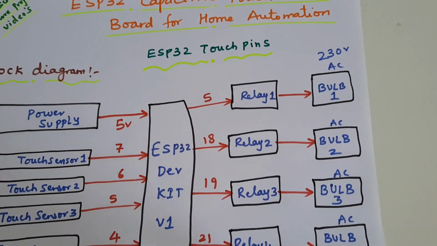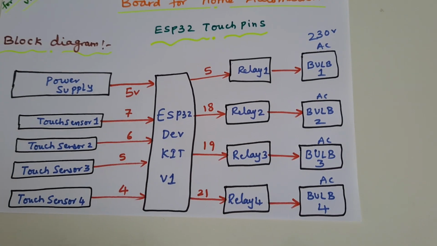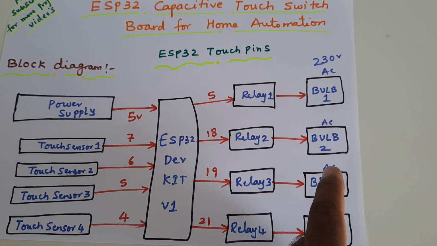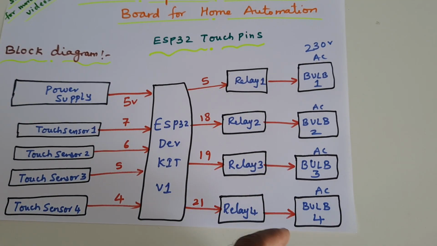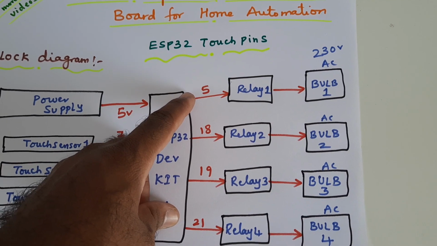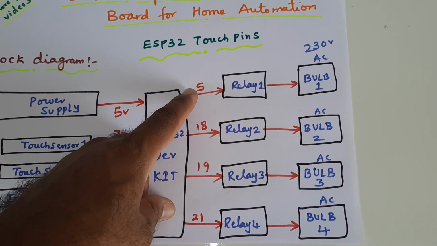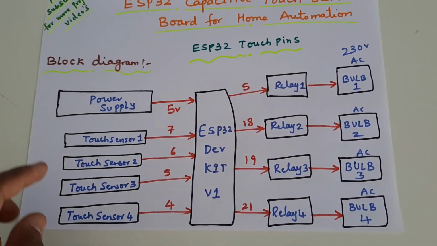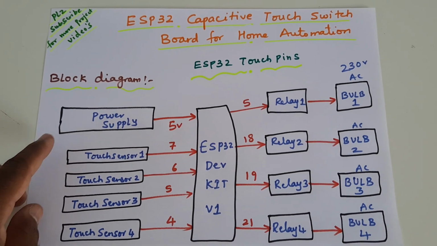So we are using 4 relay coils, SPDT relay, single pole double throw relay. The purpose of the relay is to switch on and switch off the AC bulb. Those are connected with general purpose input output pins GPIO 5, 18, 19, 21 and a 5 volts power supply.